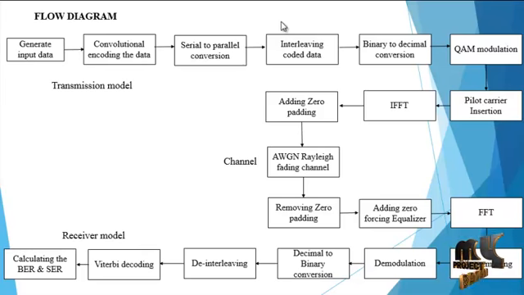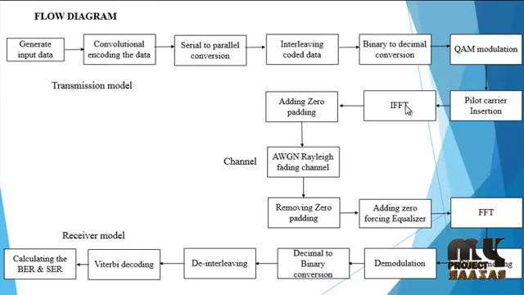The output of the interleaving of the coded data is the input for the next block, binary to decimal conversion. In this process, the values in binary are converted into decimal. Then we use QAM modulation, that is quadrature amplitude modulation, and then pilot carrier insertion, which makes the system more efficient. And then we use the IFFT process, that is the inverse fast Fourier transform.